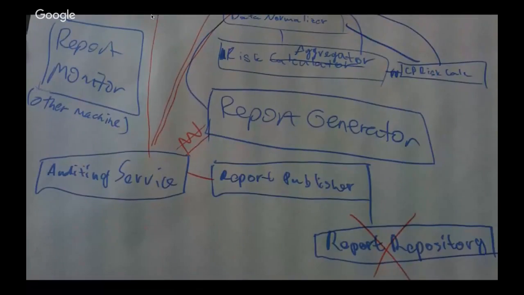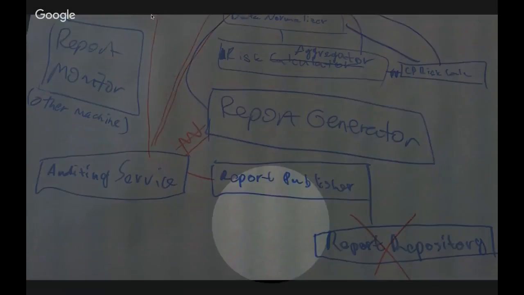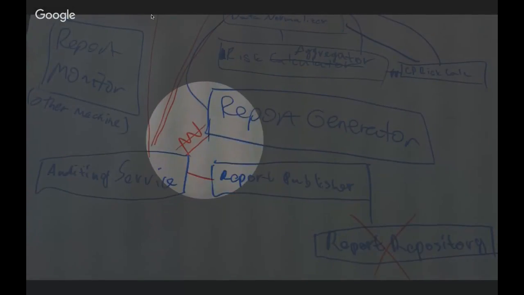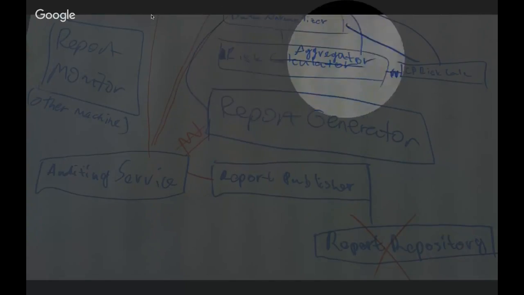This is why whiteboards are useful. So, we don't need this report repository thing. We'll cross it out. We don't need this line here. Oh, yes, we do. We'll put it back. Sorry. And we say that naming's hard. So, yeah, we'll do some renaming as well.